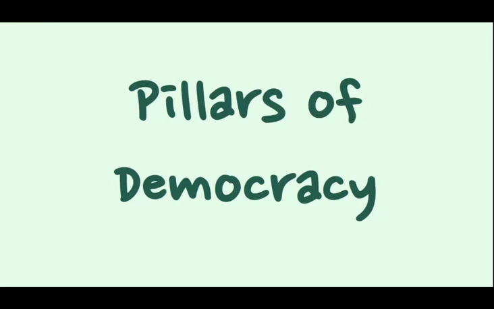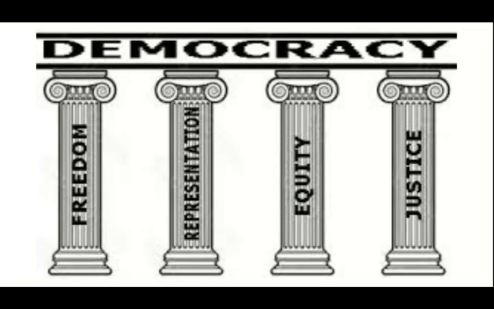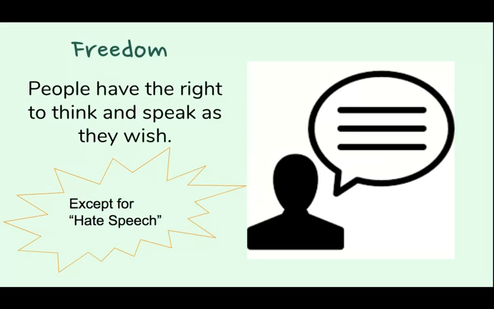Today, we're going to learn about the pillars of Canadian democracy. So the 4 pillars are freedom, representation, equity, and justice. Freedom. People have the right to think and speak as they wish. In Canada, we definitely have freedom of speech, but we also do not allow hate speech.